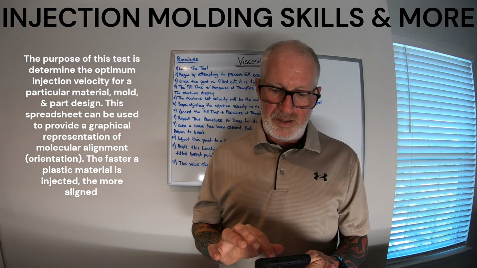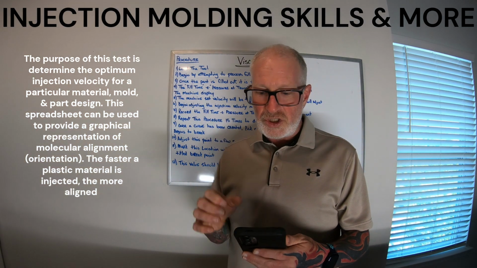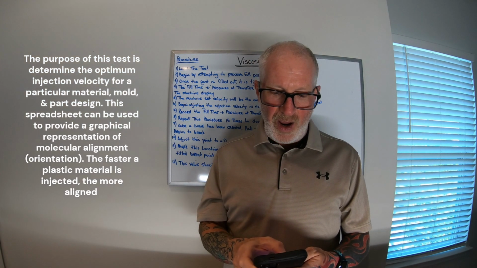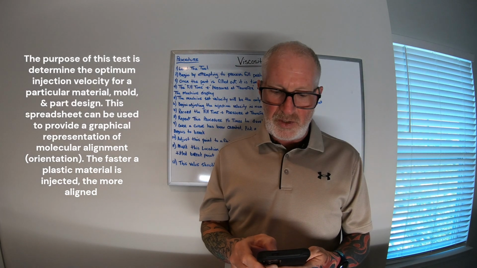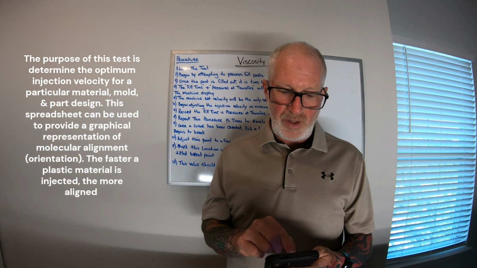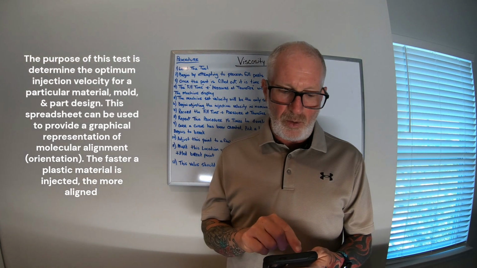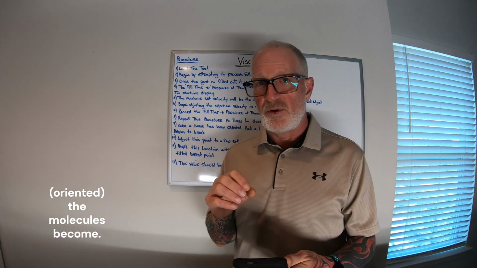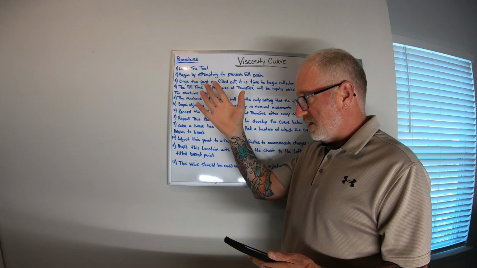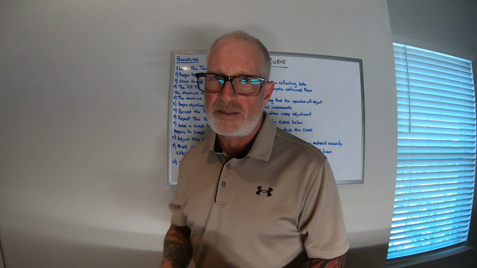design, okay? This spreadsheet that I'm going to give you guys, I'll have it over here in the corner somewhere, will show you this, okay? It can be used to provide a graphical representation of molecule alignment, orientation. The faster a plastic material is injected, the more aligned, oriented the molecules become, okay? So this is what this test is going to go over, and hopefully you guys can see over here. I'll put over here in the corner the whole graph and everything when I'm done, okay guys?